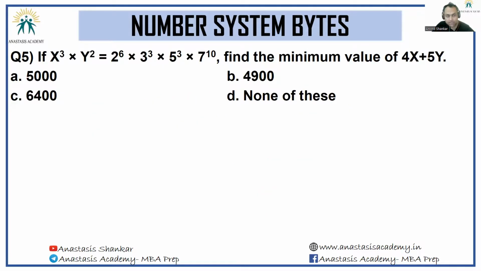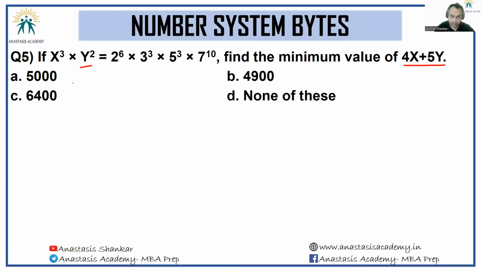Okay, last question. If x cube into y square is equal to 2 raised to the power 6 into 3 cube into 5 cube into 7 raised to the power 10, find the minimum value of 4x plus 5y. Now this is a question of presence of mind, simple presence of mind. Can you see what I have here is y square. Although the result on the right hand side is positive, there is no instruction that x and y have to be positive.